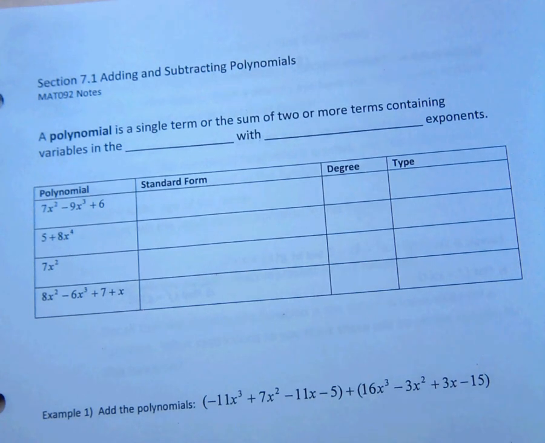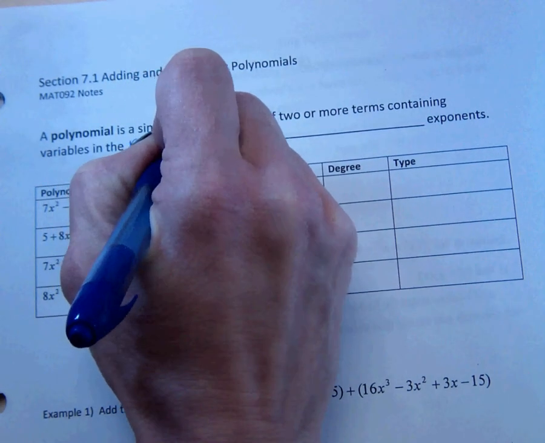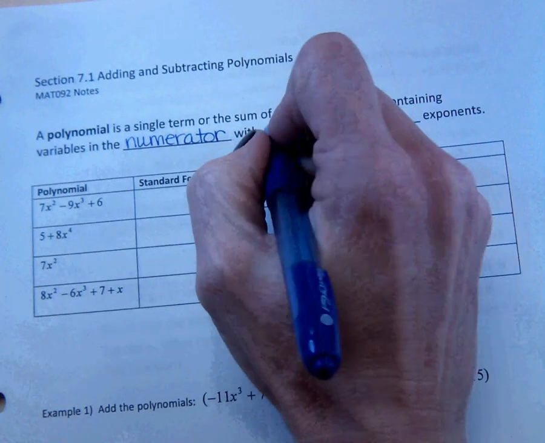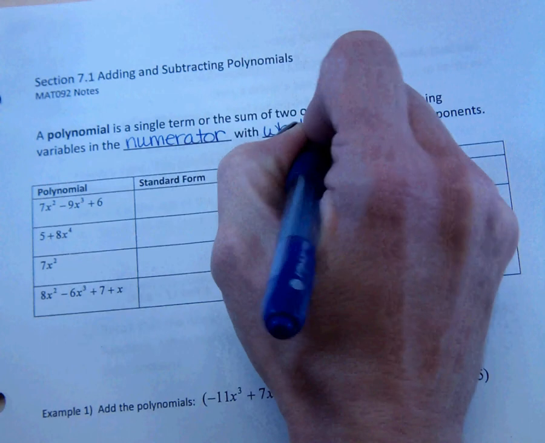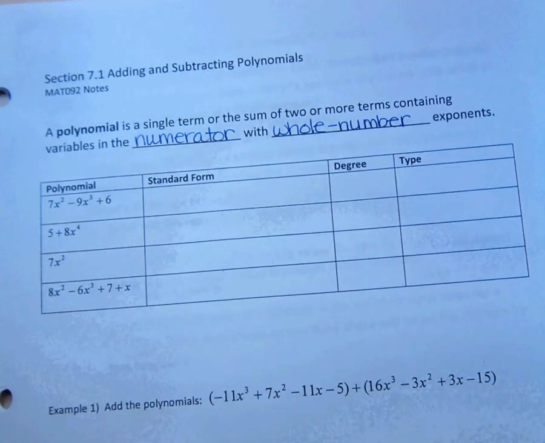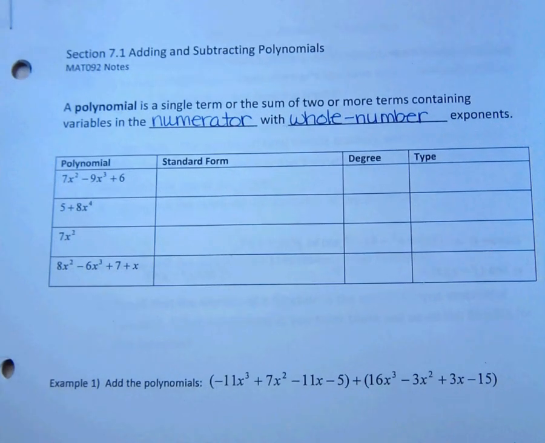First, let's start out with the definition. A polynomial is a single term or the sum of two or more terms containing variables in the numerator with whole number exponents. So here are some examples in the chart of what a polynomial is, and then we'll look at some examples of what a polynomial is not.